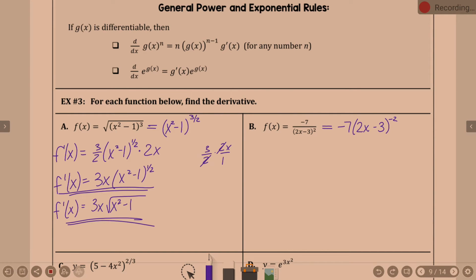The key is that denominator has to come out of the denominator, because we can't take the derivative when you have that power in the denominator. A power of 2 in the denominator, when you move it up above the fraction, is a -2. The -7 was already in the numerator, so I'm going to say -7 times 2x minus 3 raised to the -2 power. Okay. Are we good here?